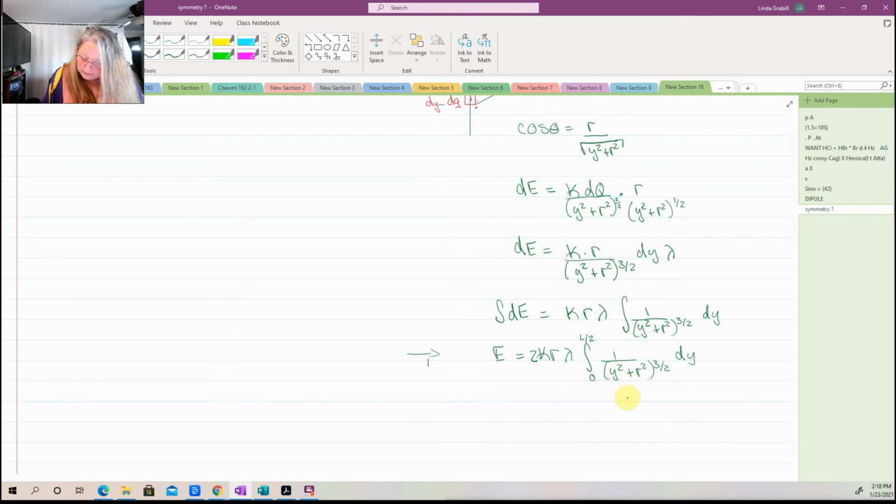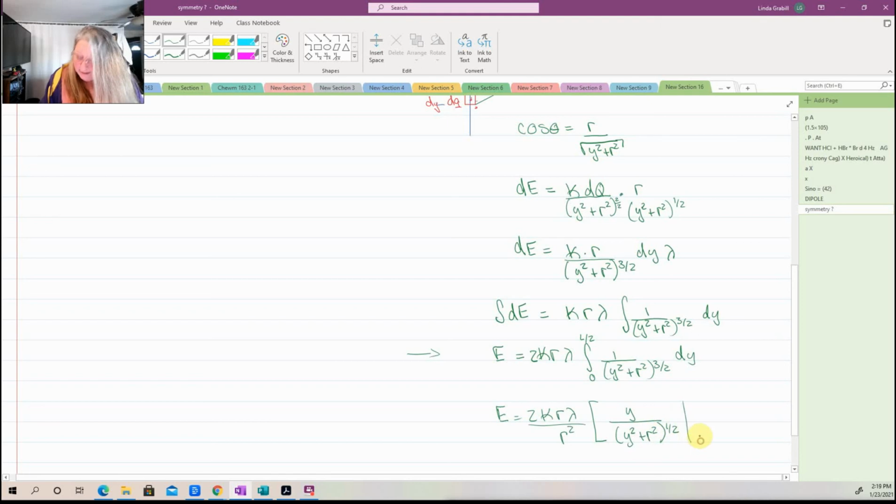Let's see, an r squared is going to pop out. Yep, r squared is going to pop out, oops, on the bottom, not on the top. So I get E equals 2kr lambda. I'm going to get an r squared that comes out because it's constant. And then what does that give me on the inside? I end up with y over (y squared plus r squared) to the 1/2. Again, you would get that from a table of integrals. I just did that in my head, and that's what I expect from you. You'd be able to look that up in your book.